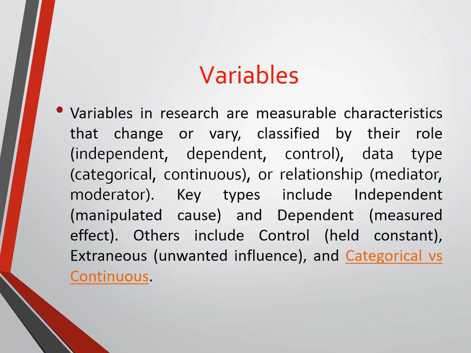Variables in research are measurable characteristics that can change or vary, and they are classified by their role. Some are independent variables, some are dependent variables, and some become control variables, where we establish control. Data types may be categorical, meaning specific, like a student roll number is categorical.